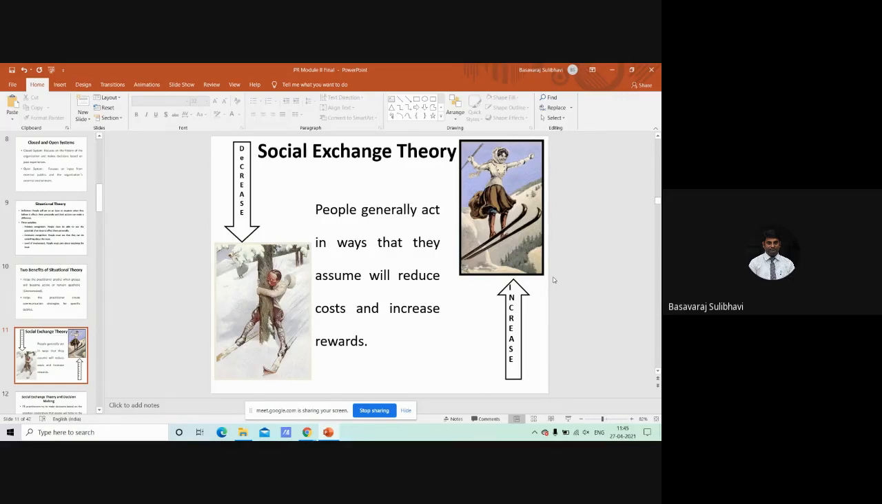And the reward, increasing the reward, is the self satisfaction those people can get out of contributing to that particular issue along with the organization. Satisfaction or some benefit out of the organization.